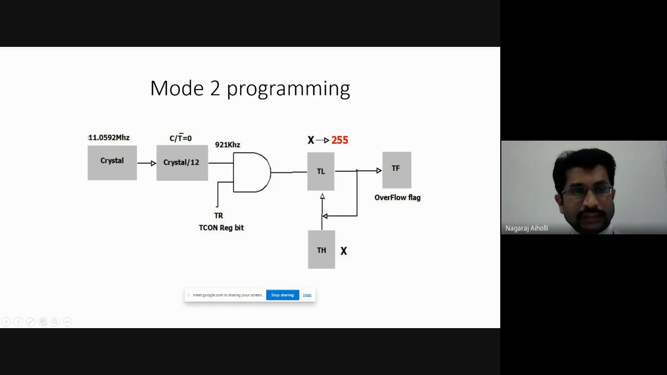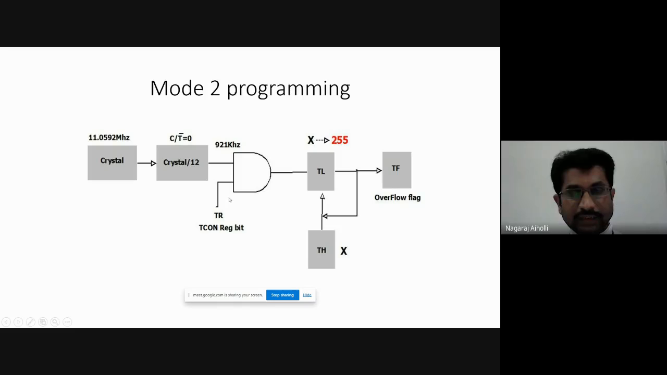The crystal frequency is divided by 12 to get the clock frequency. C/T bar is 0, it is for timer. Then we get the clock pulses here of 921 kilohertz, that is 11.0592 megahertz divided by 12. Then this is the timer run control bit, TR, to start the timer.